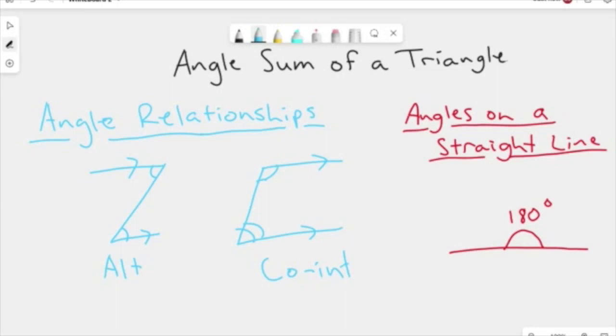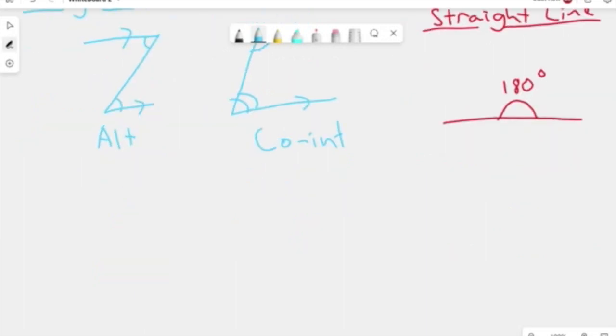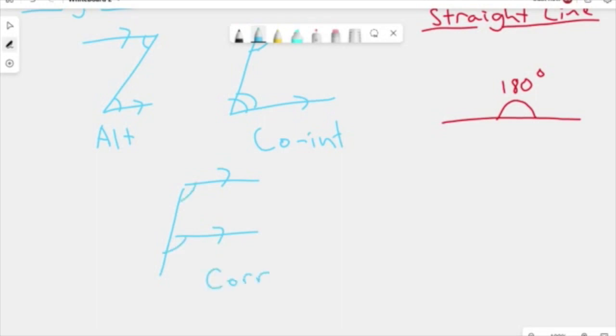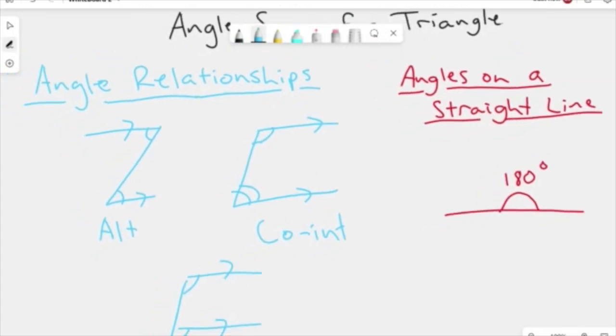So today we're going to be investigating the angle sum of a triangle. Now, there are a couple of things that go into this particular intuitive proof and investigation, and these are some of the angle relationships we've learned. So we have alternate, co-interior, and, sorry, I forgot to draw in my corresponding, as well as angles on a straight line.